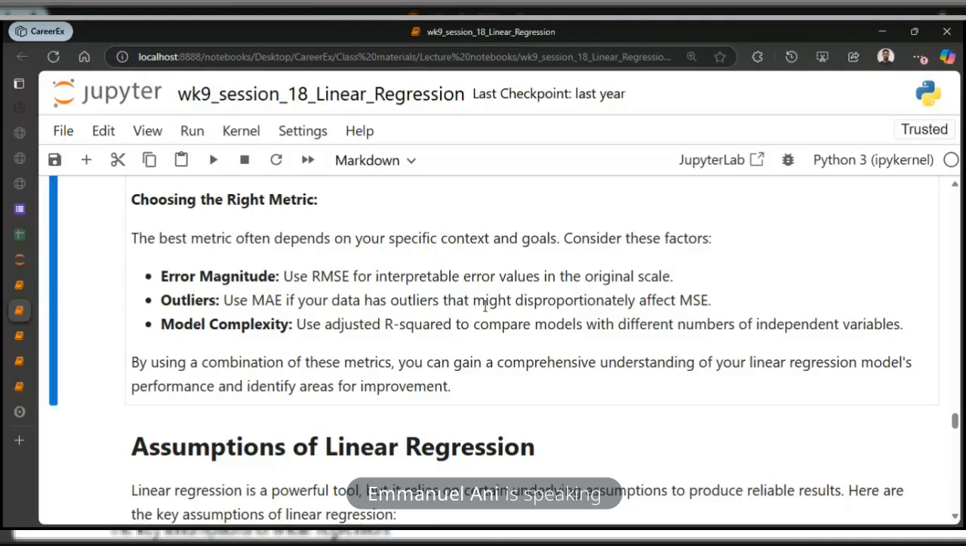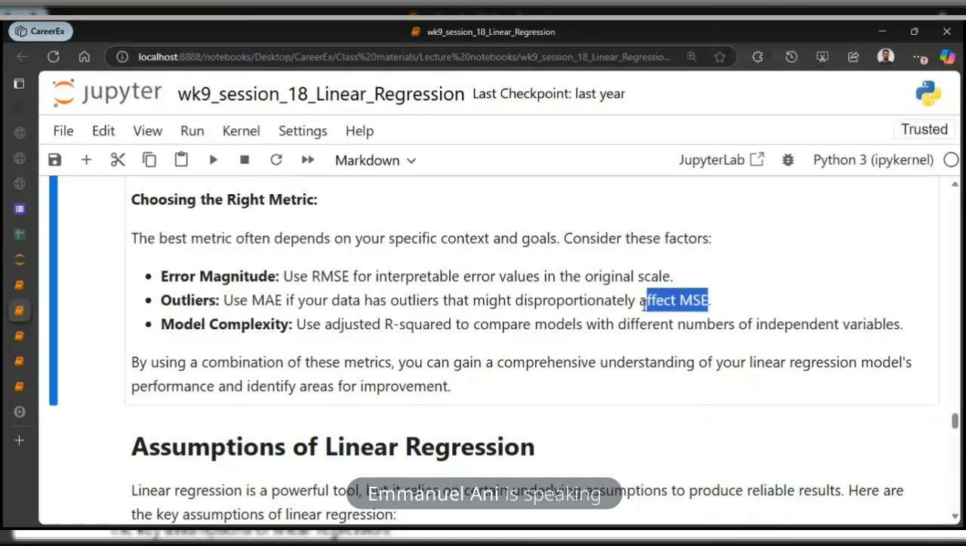So for outliers, it is advised to use MAE. As I explained the other time, if your data has outliers, MAE is kind of robust. RMSE is also kind of robust to outliers as well. But MSE is easily affected by outliers, right? It's actually easily affected by outliers. So it's not advised to use MSE when you know your data has outliers.